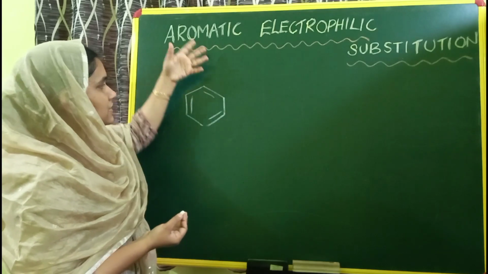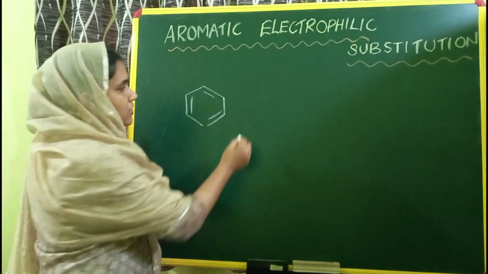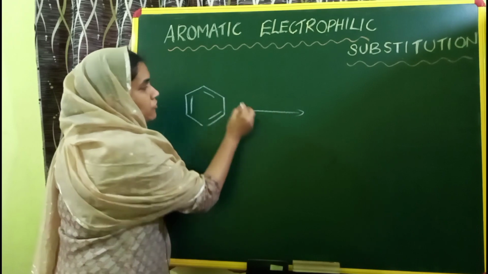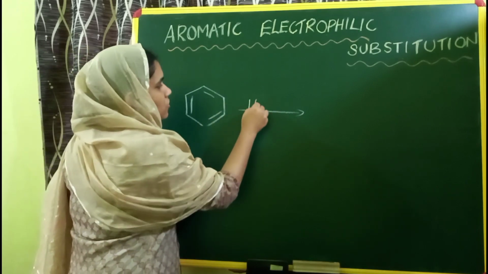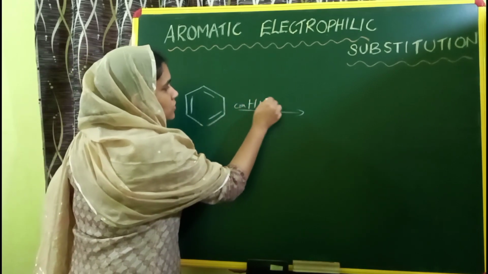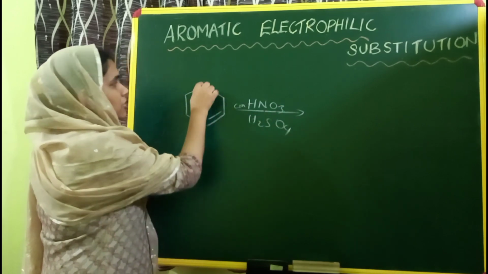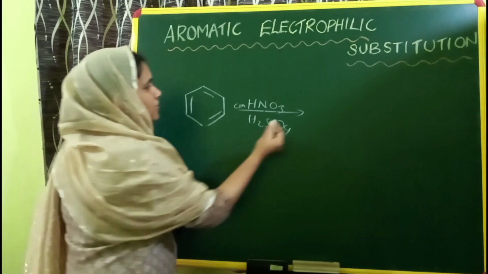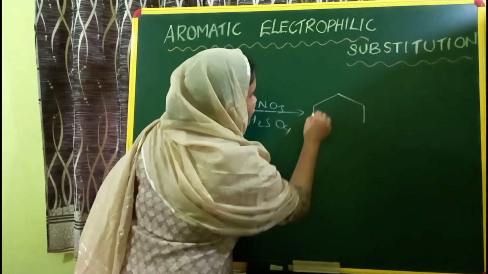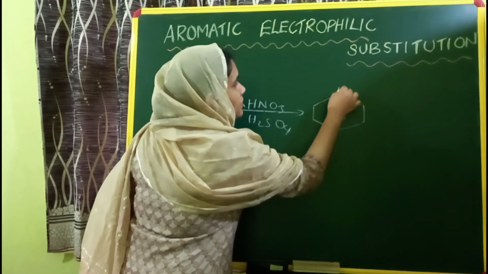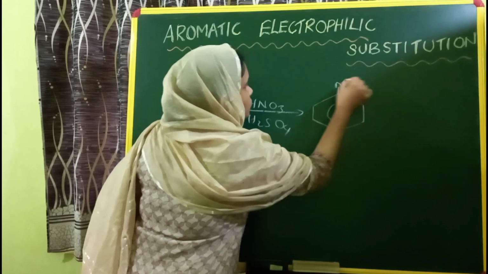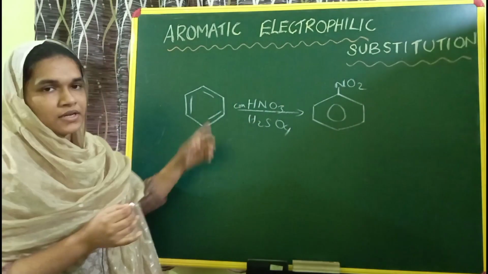That is, one hydrogen is replaced by another group. For example, when it is treated with a nitrating mixture, that is concentrated HNO3 and H2SO4, one of these hydrogens is replaced by what? NO2 group. Here this NO2+ is an electrophile.